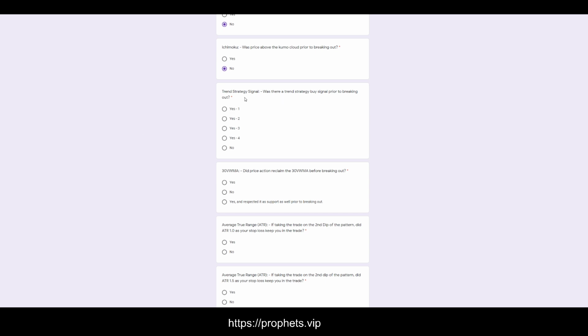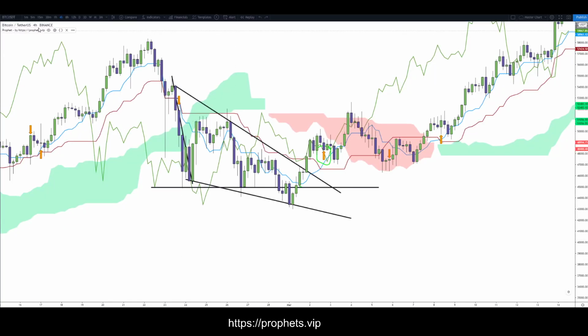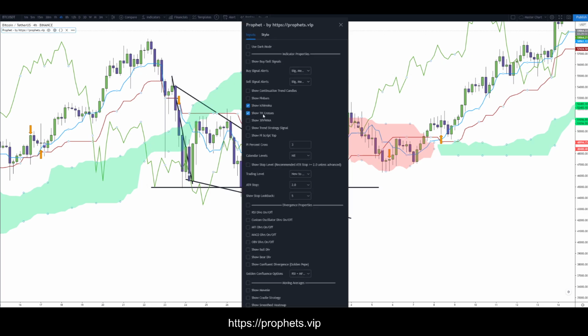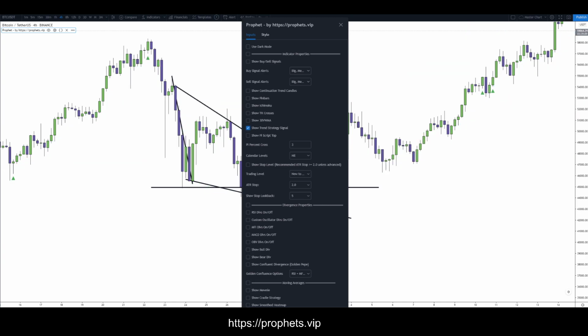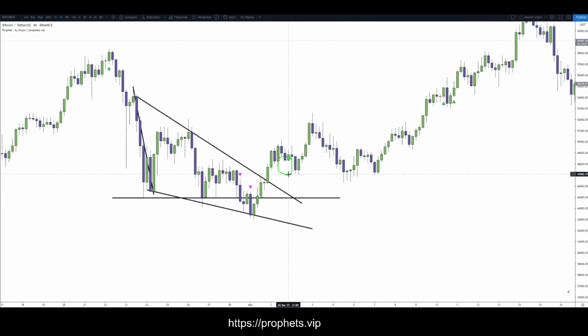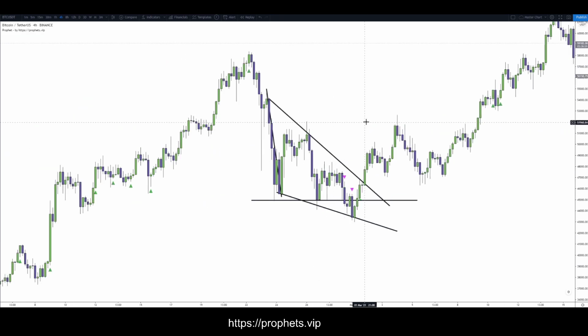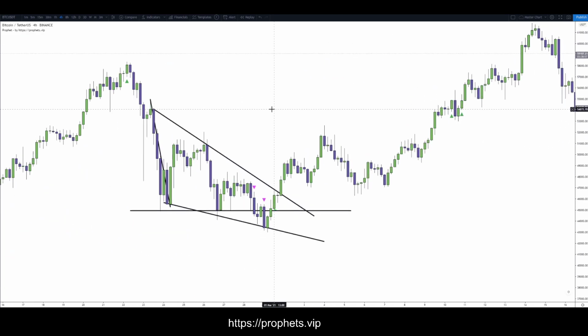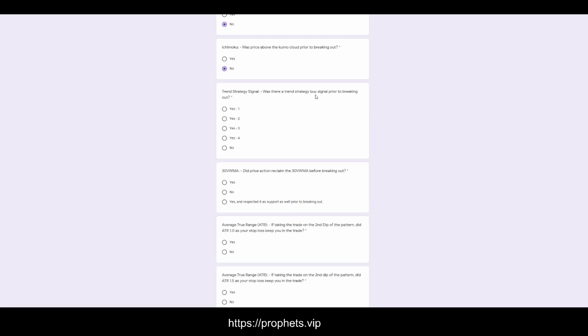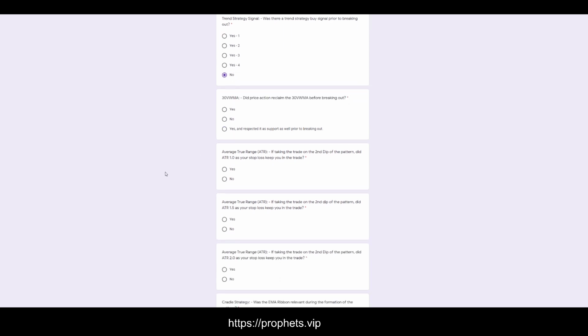Next is a trend strategy signal. Was there one prior to breaking out? So this is actually based around Ichimoku, if you weren't aware, the trend strategy signal, and a few other things. It's going to be no signal, as we can see here. It's actually telling us to short here, right? Which could have been a nice scalp, but that hasn't helped at all. So there was no buy. Was there a trend? Okay, this is how many there were. So there's none. There were none.